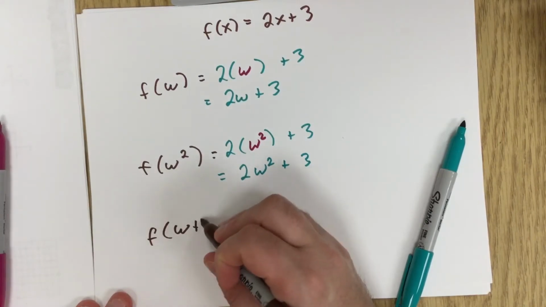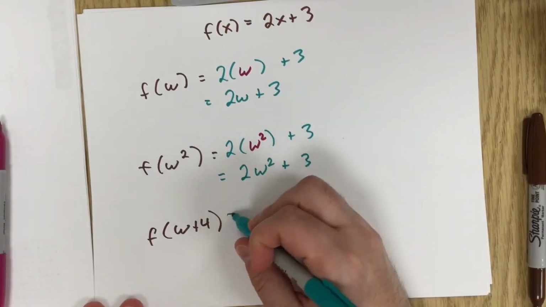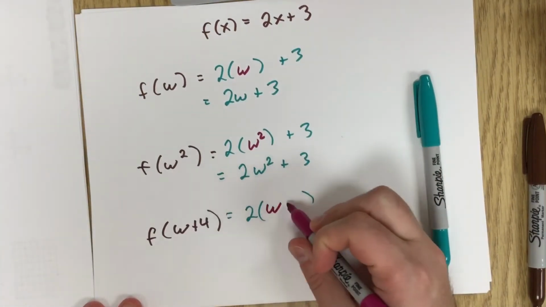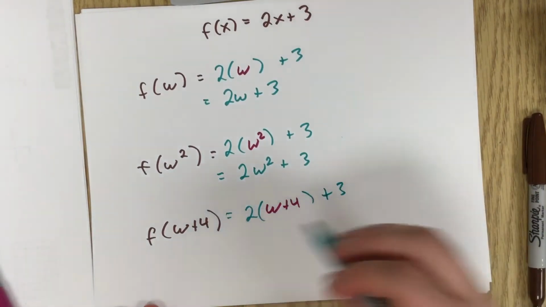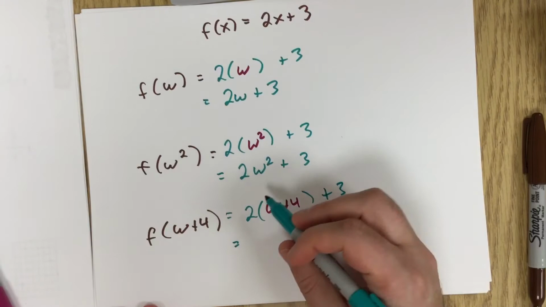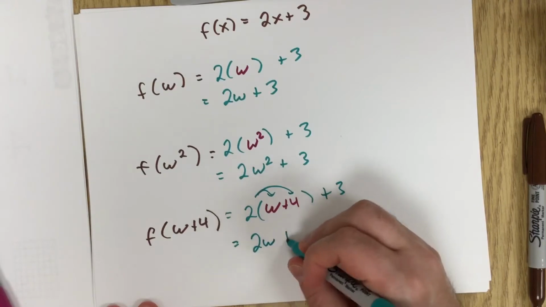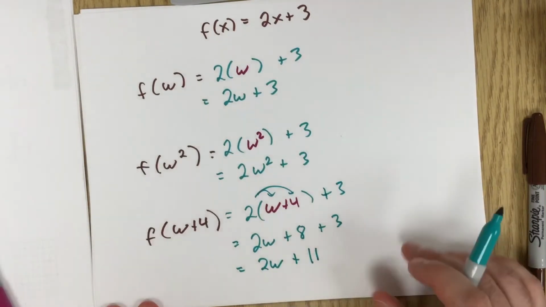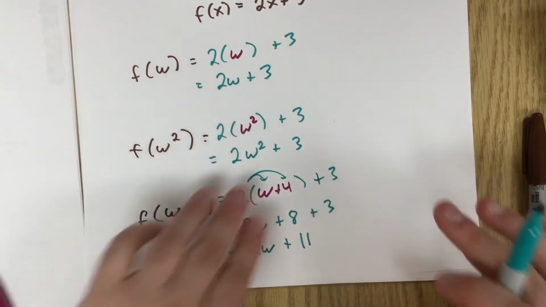F of w plus 4. So that's going to be 2, and what do we plug into there? We plug in w plus 4, plus 3. Now we're not done here. This one we're going to have to do a little bit of work actually. We're going to distribute the 2. So 2 times w is 2w plus 8 plus 3, which is 2w plus 11. So f of w plus 4 is 2w plus 11. Okay.